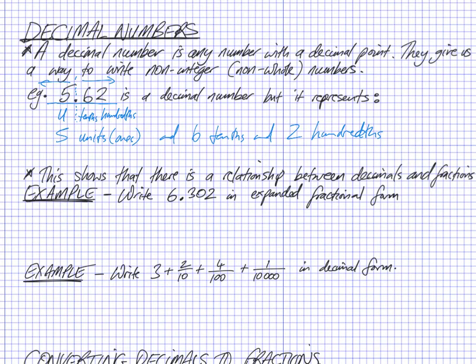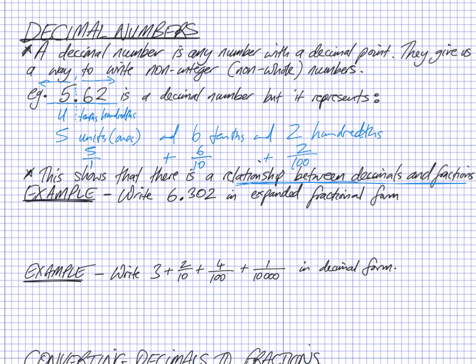Now this shows that there's a relationship between decimals and fractions, because I can write tenths and hundredths and units, frankly, as fractions, because a whole number can be written as a fraction by just putting it over the denominator 1. So this is actually 5 units, 5 ones, plus 6 tenths, 6 over 10, which is 6 tenths, plus 2 hundredths. Okay? So that even more clearly shows that there's a relationship between decimals and fractions.